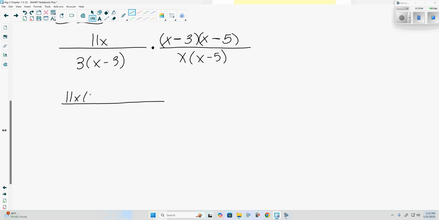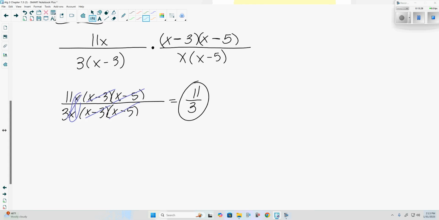On top, we have 11x times x minus 3 times x minus 5. On bottom, we have what? 3x times x minus 3 times x minus 5. Well, simplify out what's in common, and it leaves us with 11/3. Questions on this here?